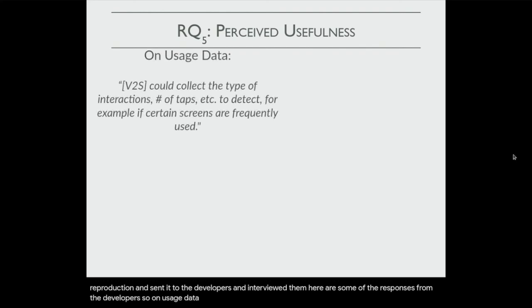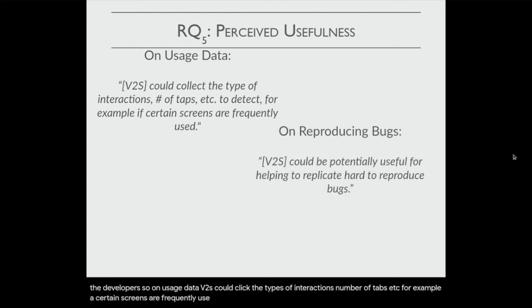So on usage data, V2S could collect the types of interactions, number of taps, etc. For example, if certain screens are frequently used. On reproduction, V2S could be potentially useful for helping replicate hard-to-reproduce bugs. And overall, the perceived usefulness of V2S from the developers was high.